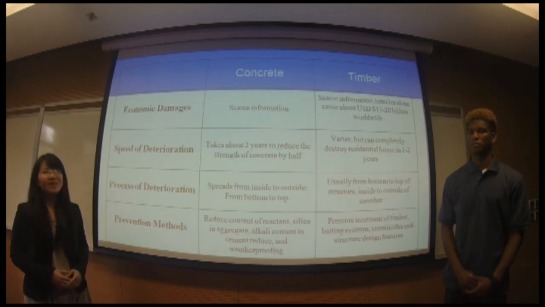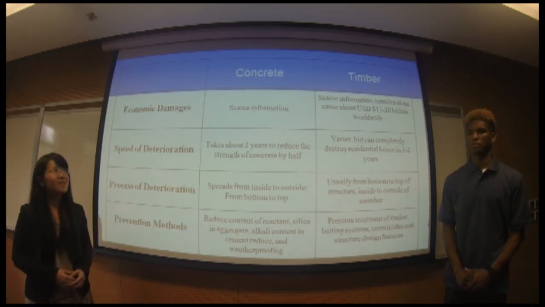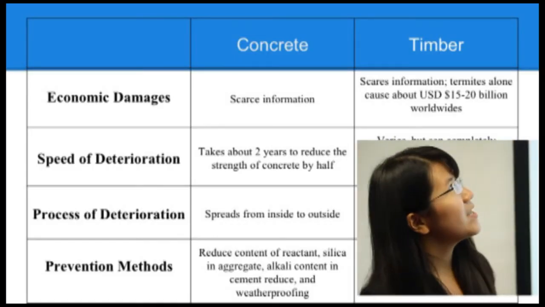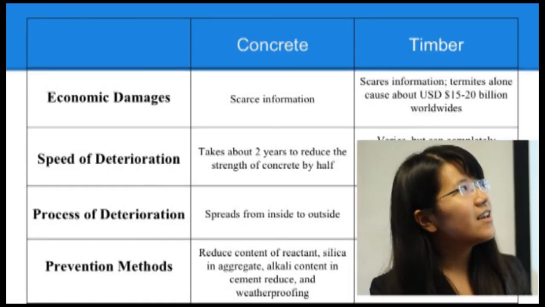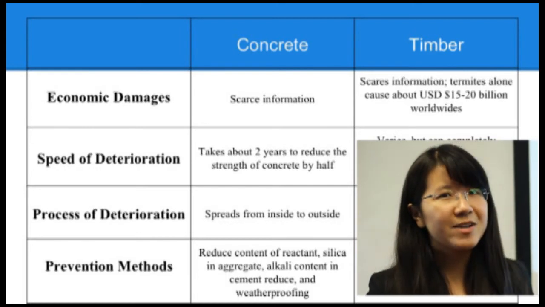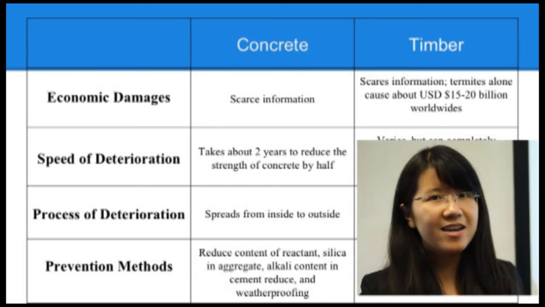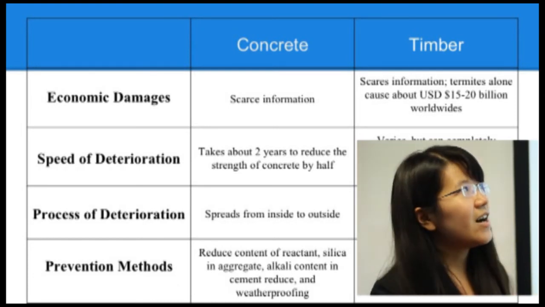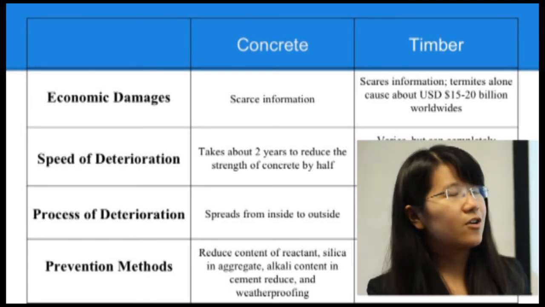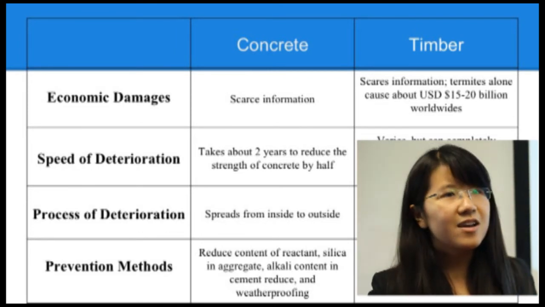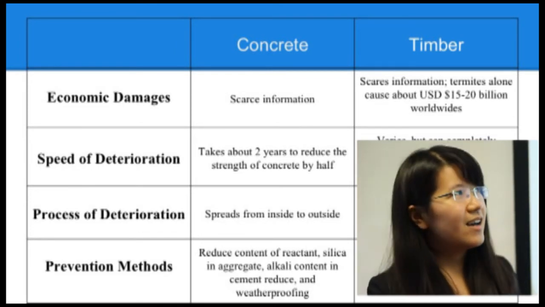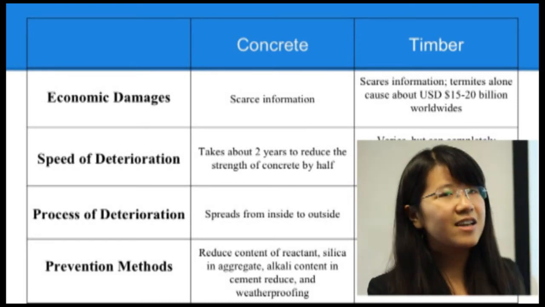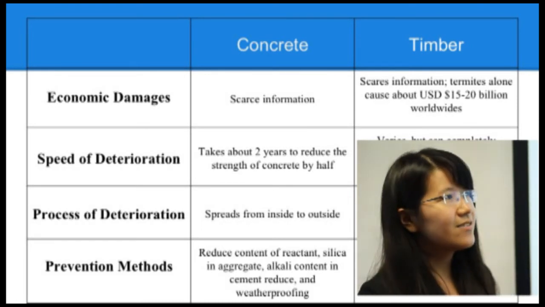So now we are going to compare the environmental performance of concrete and timber from these 4 aspects. For the economic damage of the AAR, we cannot find a lot of information about it because AAR does not damage the structure directly. It just reduces the strength of the concrete structure but does not damage the whole structure. So it is difficult to calculate the economic damage of AAR.